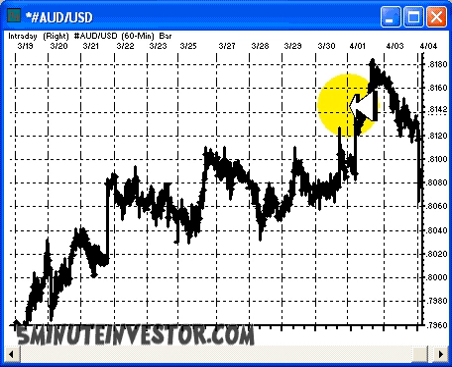Taking a look at the Australian dollar, we can see one of our recent newsletter trades from the Forex trading newsletter available at 5MinuteInvestor.com. The Australian dollar has been trading within the context of a nice uptrend for some period of time, basing for a couple days right around 8100 before breaking out to a new high.